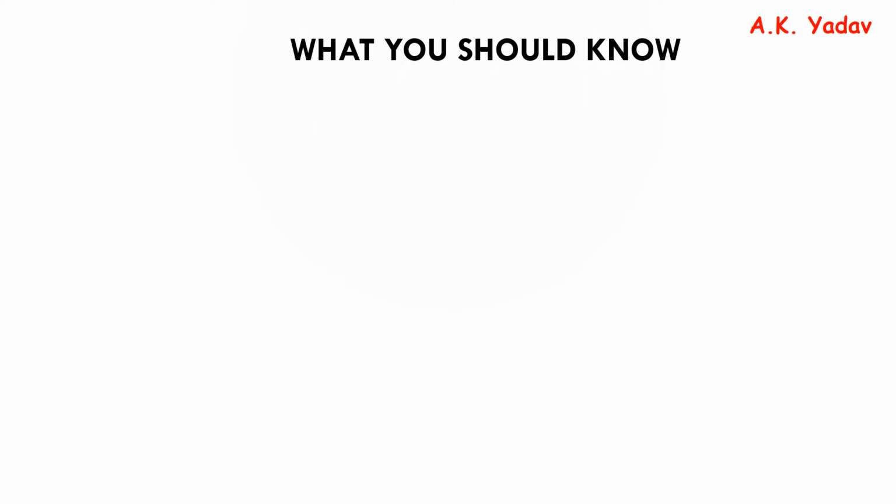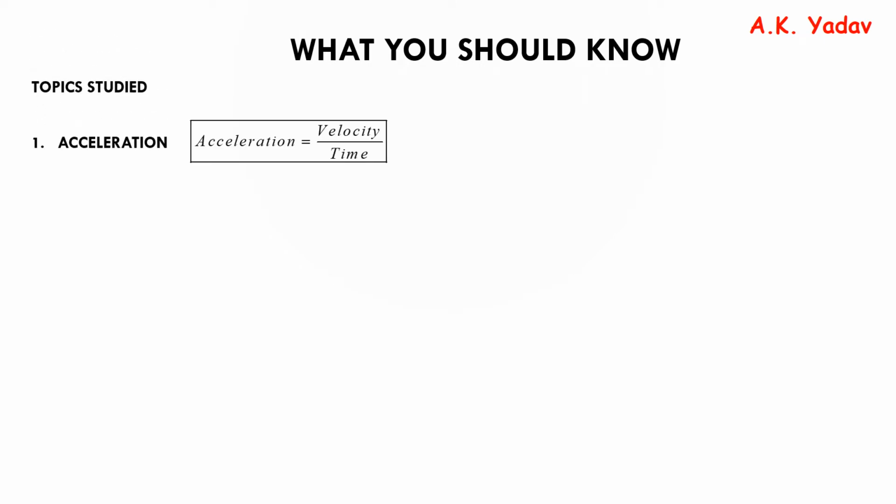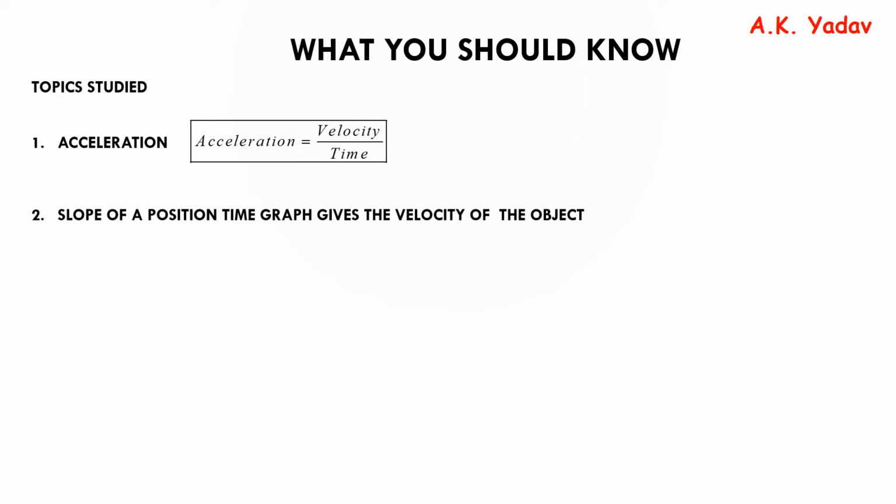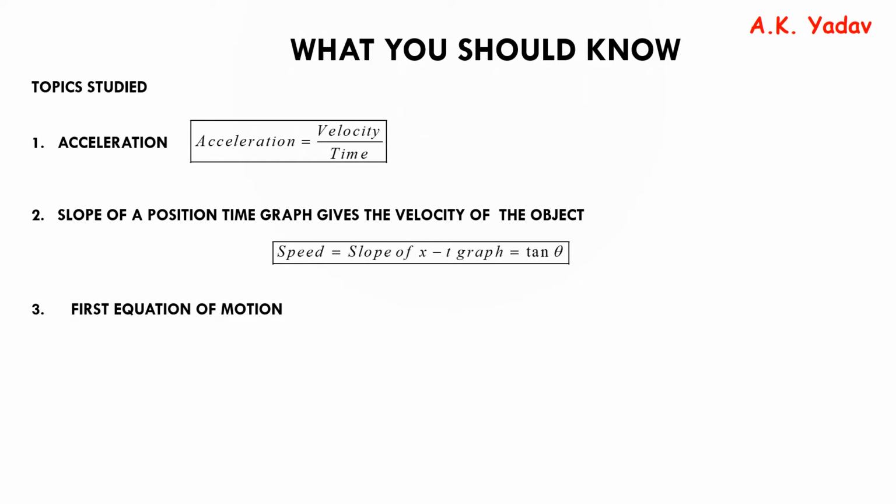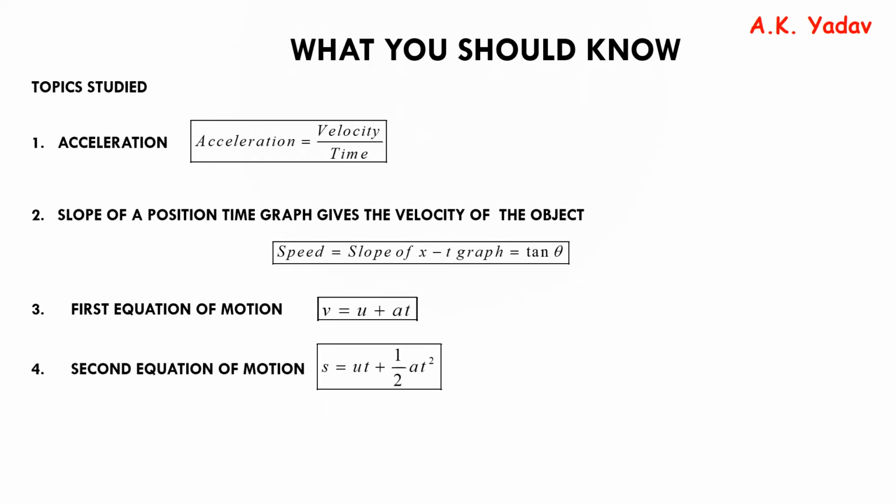Now what you should know: what is acceleration? It is change in velocity upon time. The slope of a position time graph is the velocity of an object, that is, speed is equal to the slope of the position time graph, which is equal to tan theta. The first equation of motion is v equal to u plus at, the second is s equal to ut plus half at square, and the third is v square minus u square equals 2as.